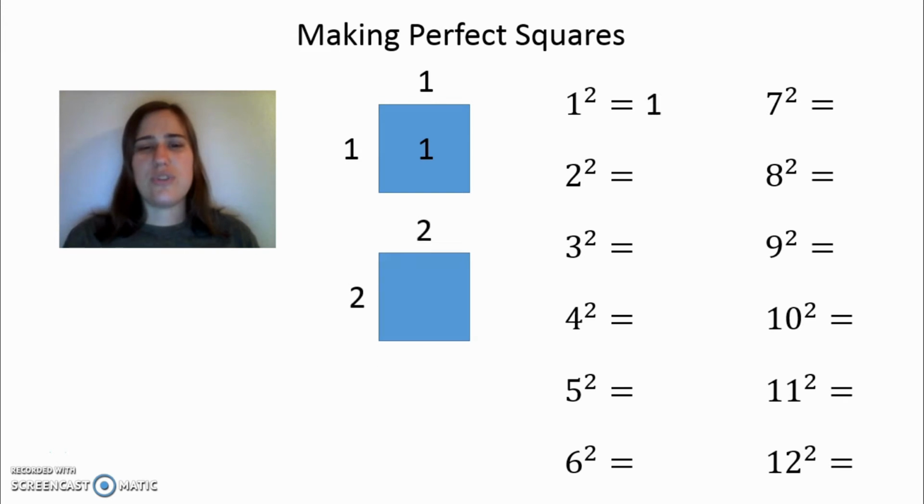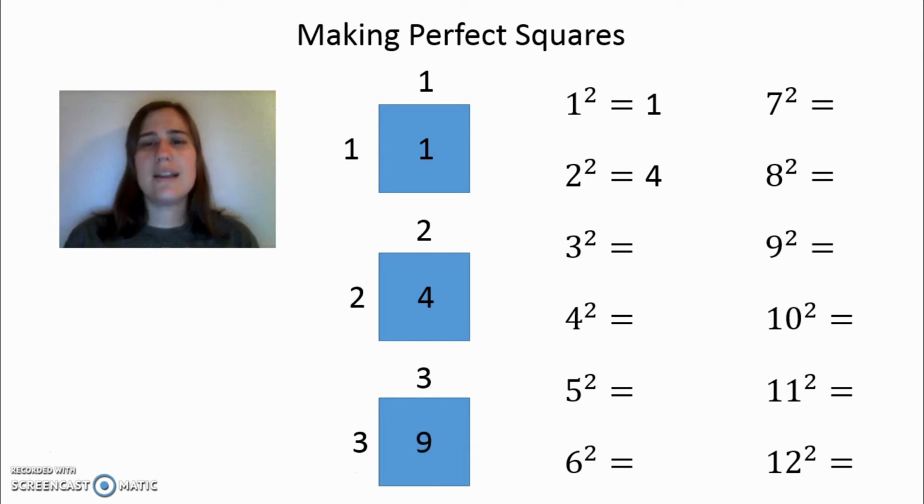If I do the same with 2, 2 squared, or 2 times 2, is 4. So 2 squared is 4. The same thing with 3 gives me 9. So I have 3 squared is 9.